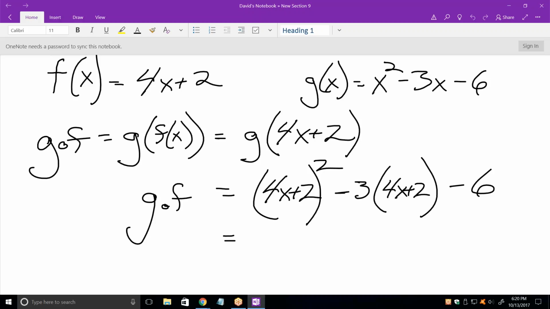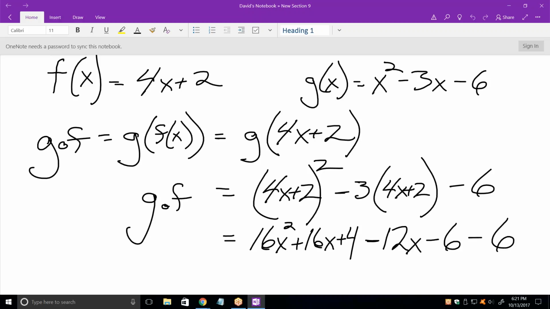Okay, hold on, it'll take me just a minute. So we have 16x squared plus 8x plus 8x plus 4. So we have 16x squared plus 16x plus 4. Now distribute the 3. Then we have negative 12x, minus 6, minus 6. Okay. So then we get the full equation.